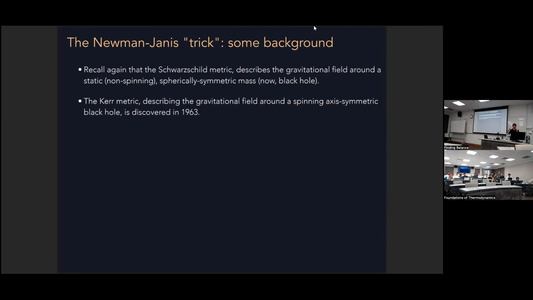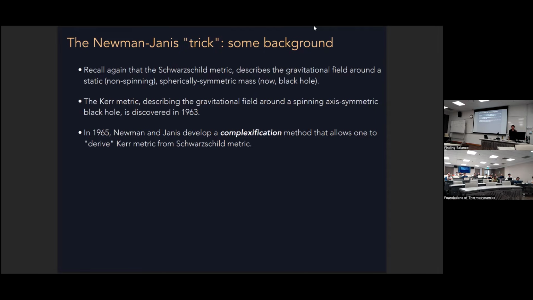Also, I'll just introduce that the Kerr metric describes the gravitational field around a spinning black hole. It was discovered in 1963, so quite a long time after the Schwarzschild metric. In 1965, just 2 years later, Newman and Janis develop a complexification method that will allow you to derive the Kerr metric from the Schwarzschild metric. So you start with the Schwarzschild metric, you apply their ansatz, and you get out the Kerr metric.